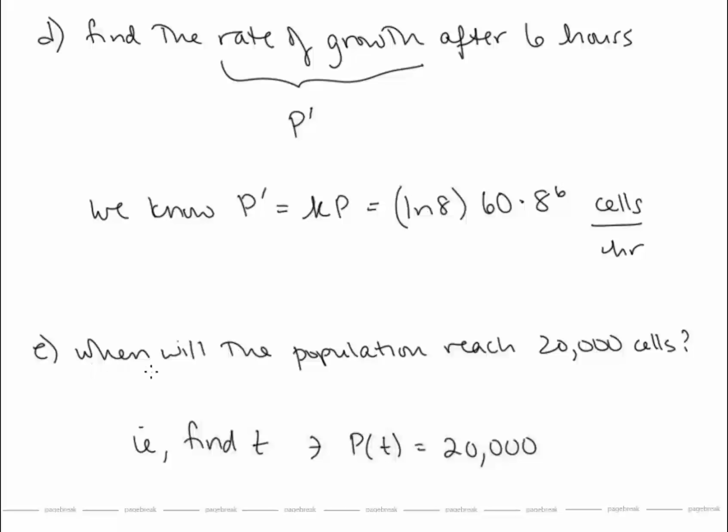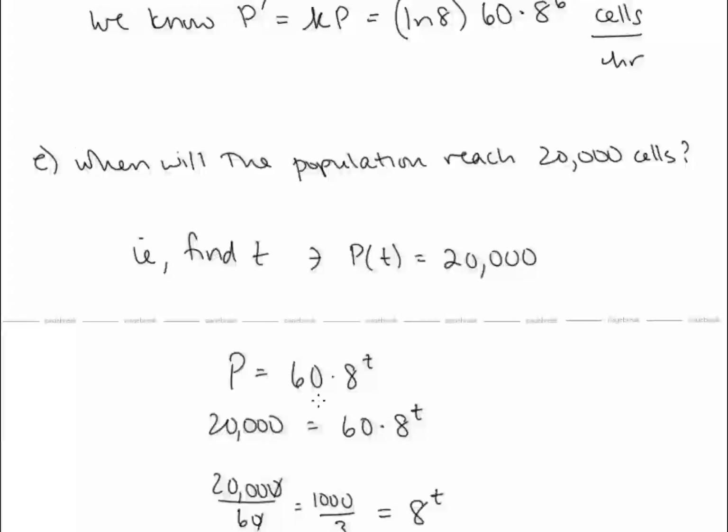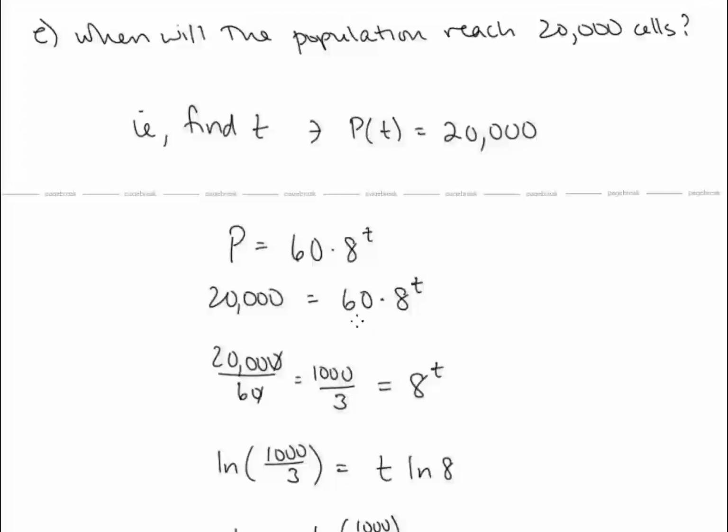Whenever they're saying when, they're asking us to find a time. So they're saying find a time such that the population is 20,000. So we set P equal to 20,000 and we solve for t. First thing we're going to do is divide by 60. So we get 1,000 over 3 is equal to 8 to the t.